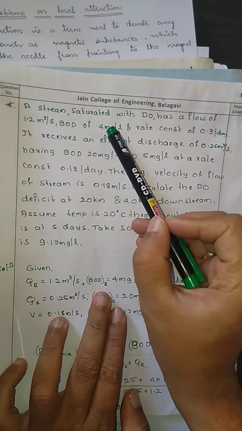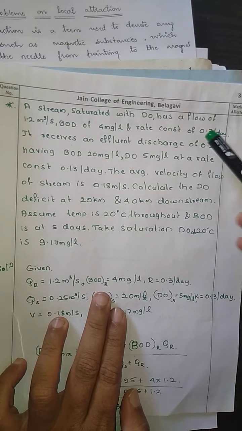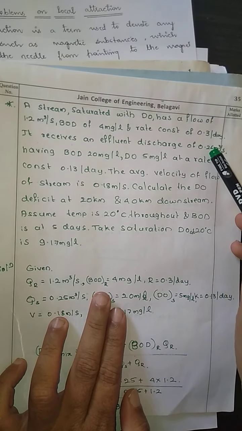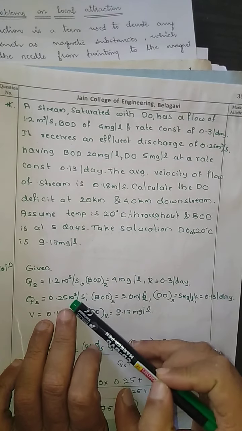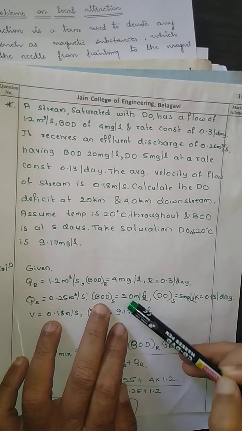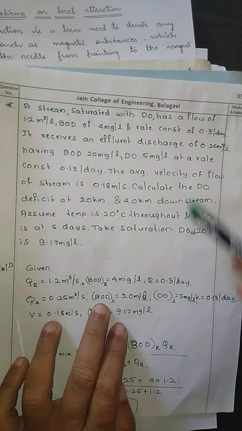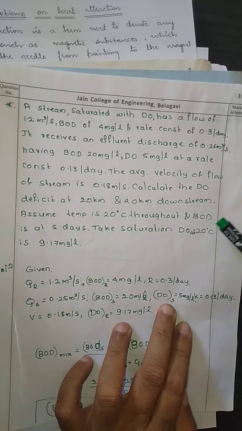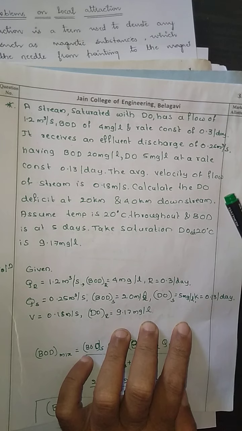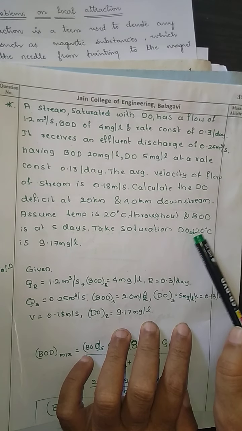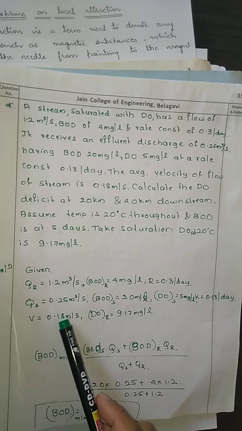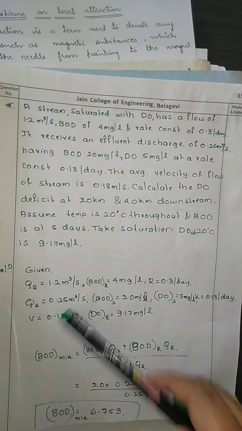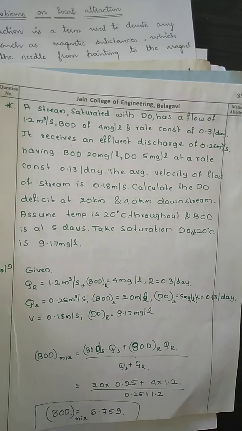Now the BOD of the river is 4 mg per liter. Then it receives an effluent discharge of wastewater. It is 0.25 meter cube per second, that is the quantity. BOD is 20 mg per liter. DO is 5 mg per liter. And the saturation DO, as I have told, is for the river. Now velocity is given, V is equal to 0.18 meter per second.